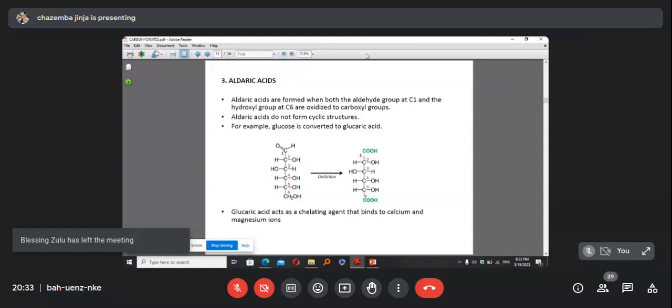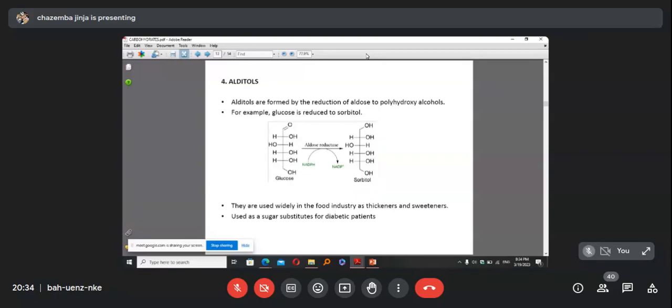So an example, when oxidized both at carbon 1 and carbon 6, where at carbon 1 we have the oxidation of the aldehyde group and at carbon 6 the hydroxyl group, carboxyl groups at both ends. What you form is glucaric acid. So we looked at gluconic acid, glucuronic acid, and glucaric acid. These are 3 derivatives of sugars we have looked at so far.